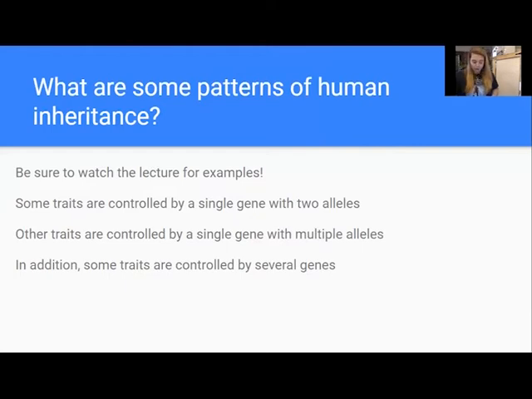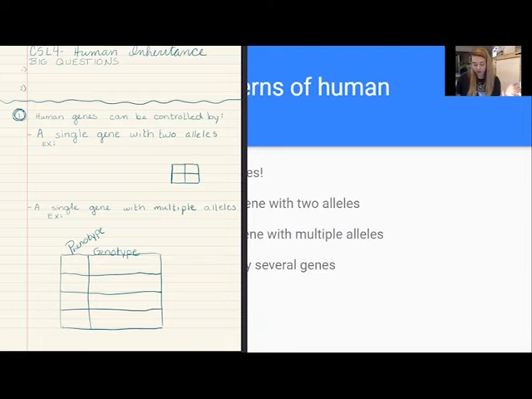What are some patterns of human inheritance? Big question number 1. The first pattern of human inheritance involves a single gene with 2 alleles. These are simple Mendelian traits. These are like the pea plants with purple versus white flowers. In humans, dimpled chin is an example of a single gene with 2 alleles. You either have it or you don't.